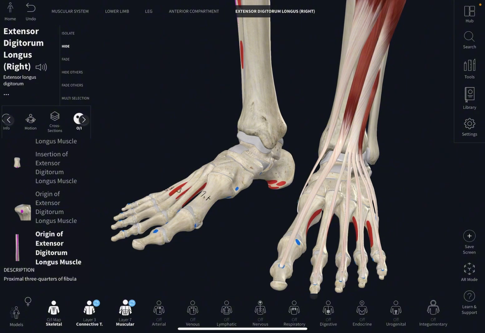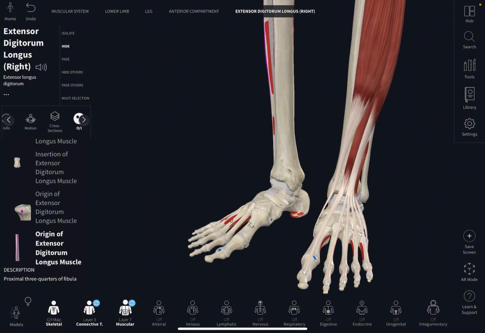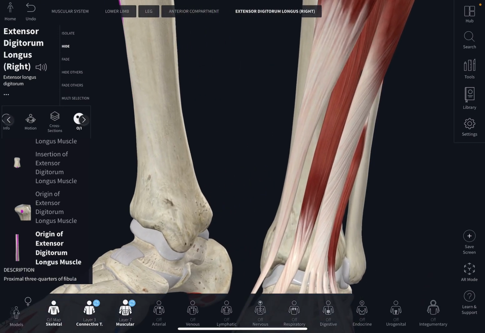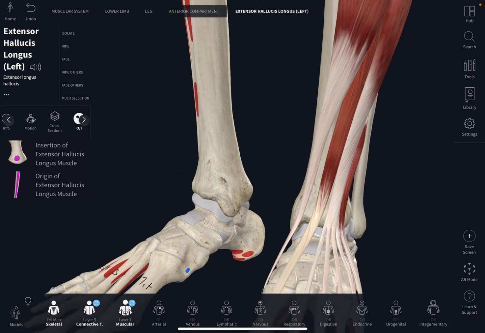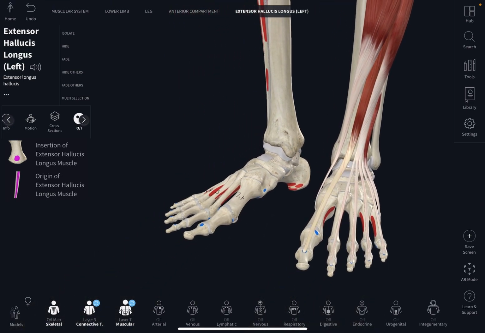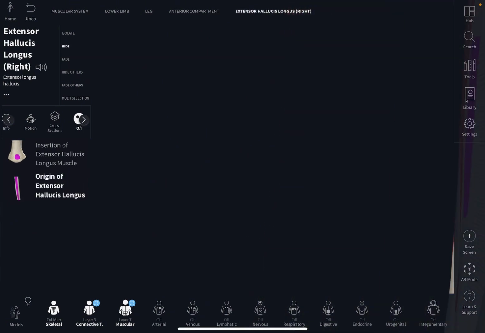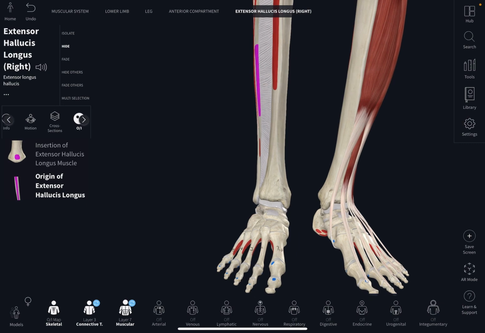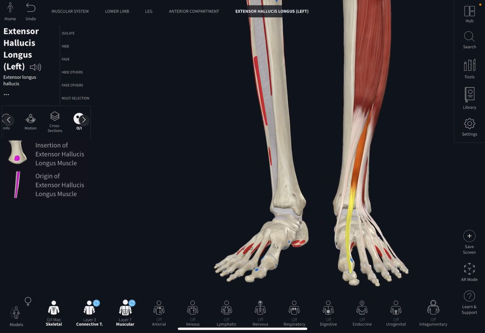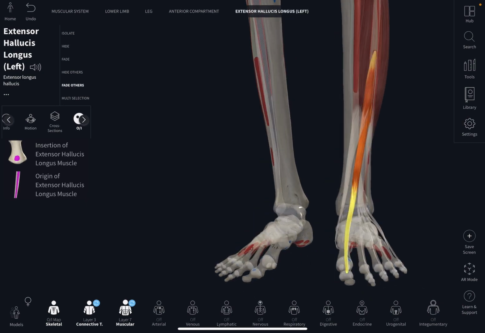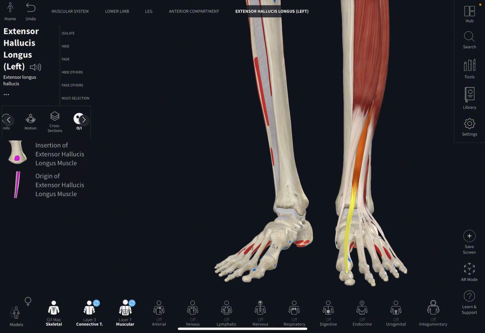Next, we're going to talk about extensor hallucis longus, which is going to be one of the deeper anterior muscles, but it will be superficial down in the distal portion of the leg, right here. And that is going to originate in the middle part of the anterior fibula. So right here. Let me fade others. Bam. And this is going to help with extension of the great toe and dorsiflexion.